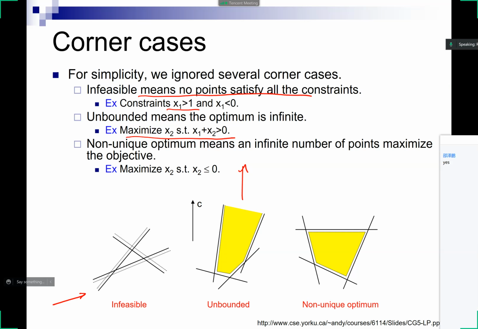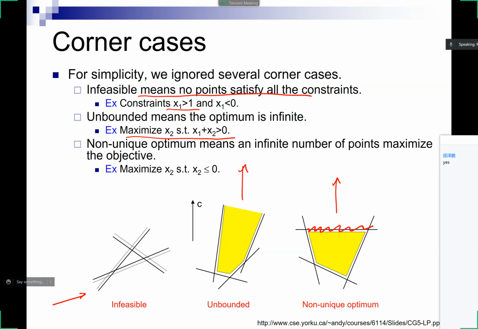And the final corner case is, previously we said that the optimum always lies at a corner point where two lines intersect. But it is possible that the optimum does not lie at an intersection. For example, in this case, if we're trying to go as far up as possible, and you have a constraint which is just this horizontal line over here, then all of the points on this upper line segment are optimum points. So you could have a non-unique optimum.